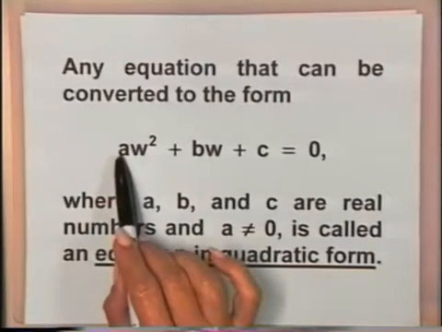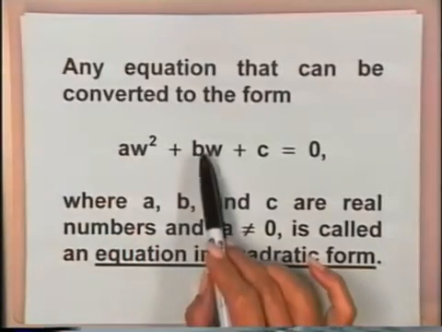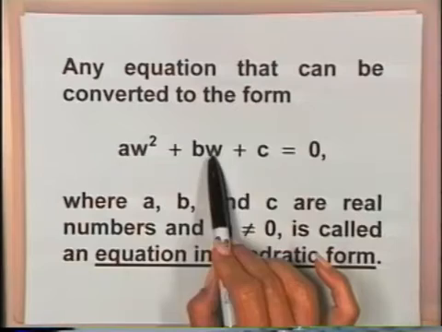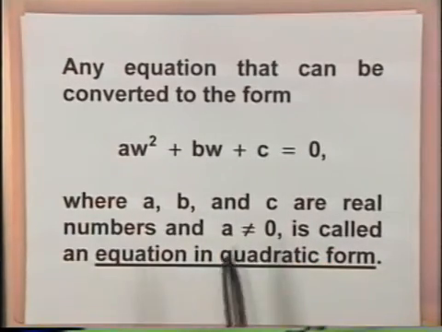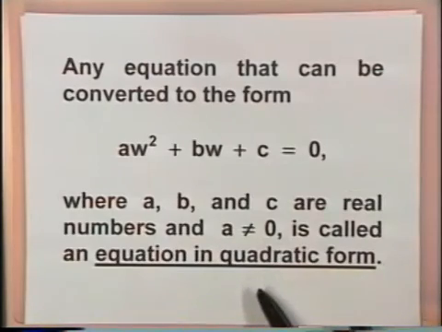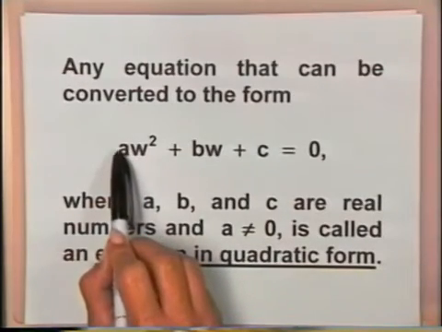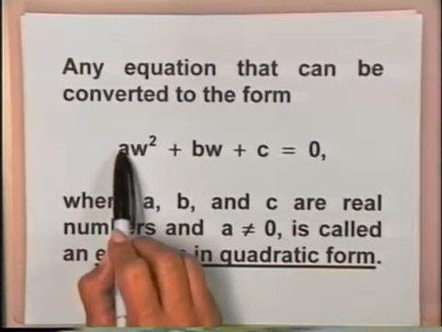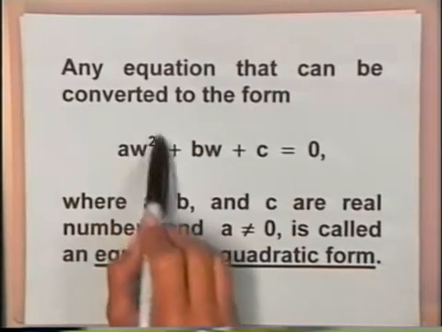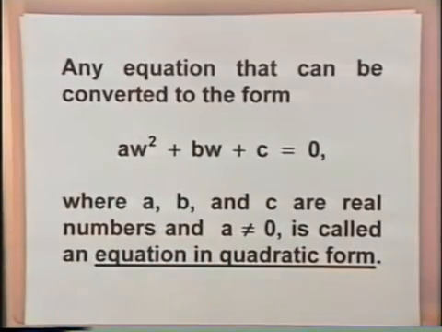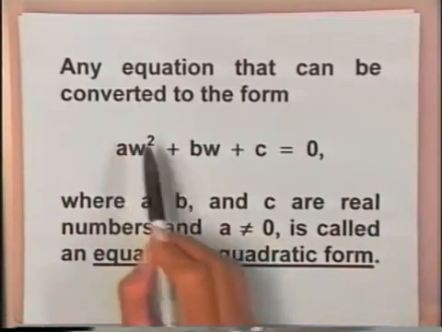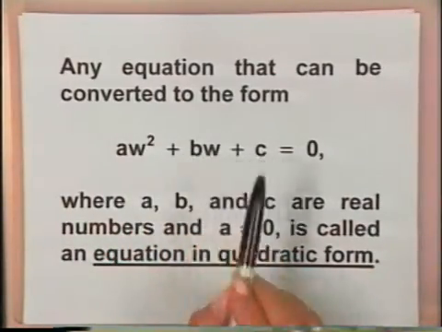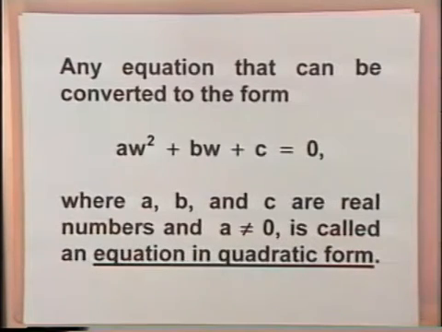Remember that A represents the coefficient of the squared term, B represents the coefficient of the linear term, and C is the constant. When we say A does not equal 0, that means that we will have the quadratic term. For an equation to be an equation in quadratic form, it must have the quadratic term. It may also have the linear term and the constant term.